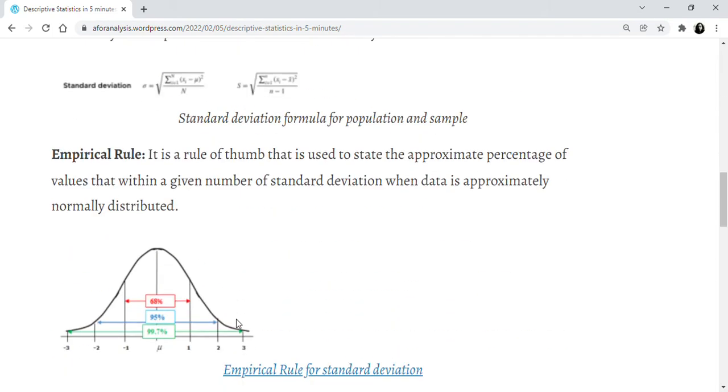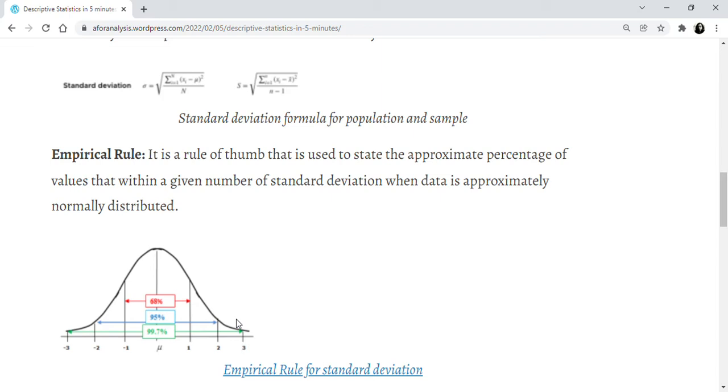Next, when we are talking about statistical standard deviation, we would also be talking about the empirical rule. It is a rule of thumb used to state the approximate percentage of values that lie within a given range of standard deviation when the data is approximately normally distributed. So what does it really mean? The empirical rule tells us how much percentage of data is lying in which range in terms of standard deviation.